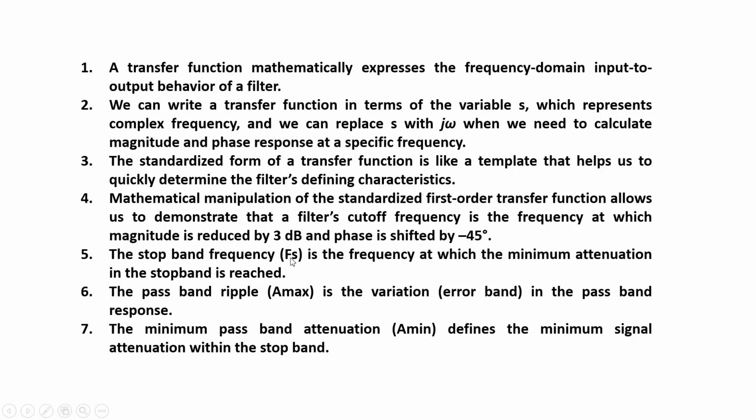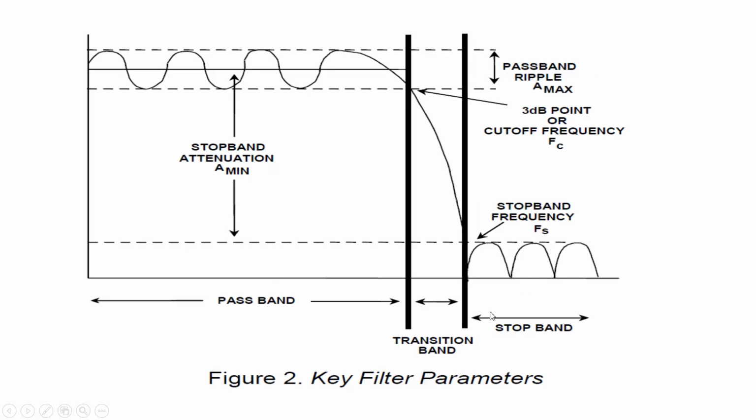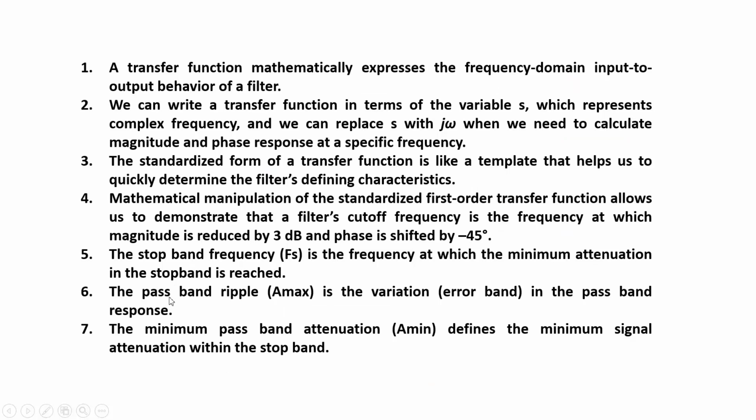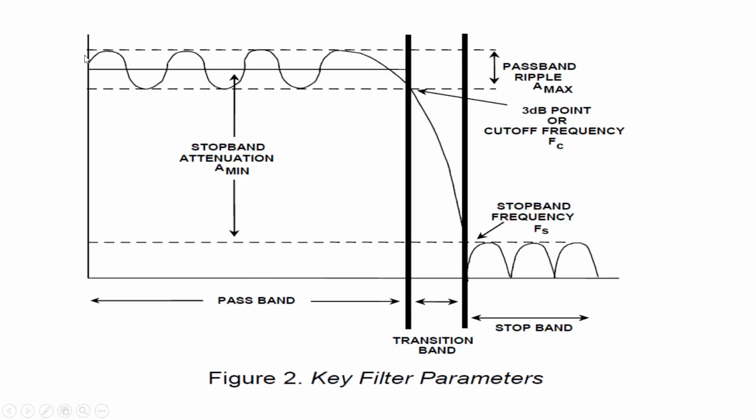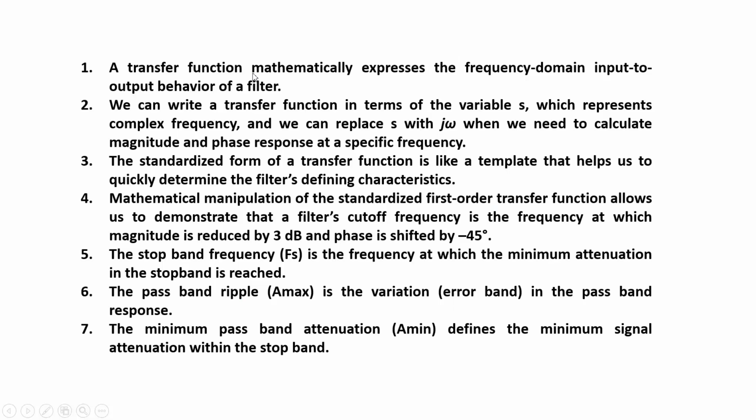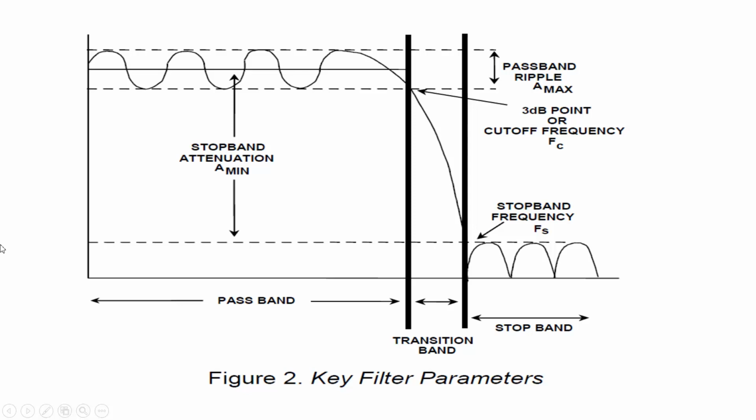The stopband frequency Fs is the frequency at which the minimum attenuation in the stopband is reached, as explained in the diagram. The passband ripple is the variation in the passband response that we have already seen. The minimum passband attenuation defines the minimum signal attenuation within the passband. So from this point to this point is our stopband attenuation.